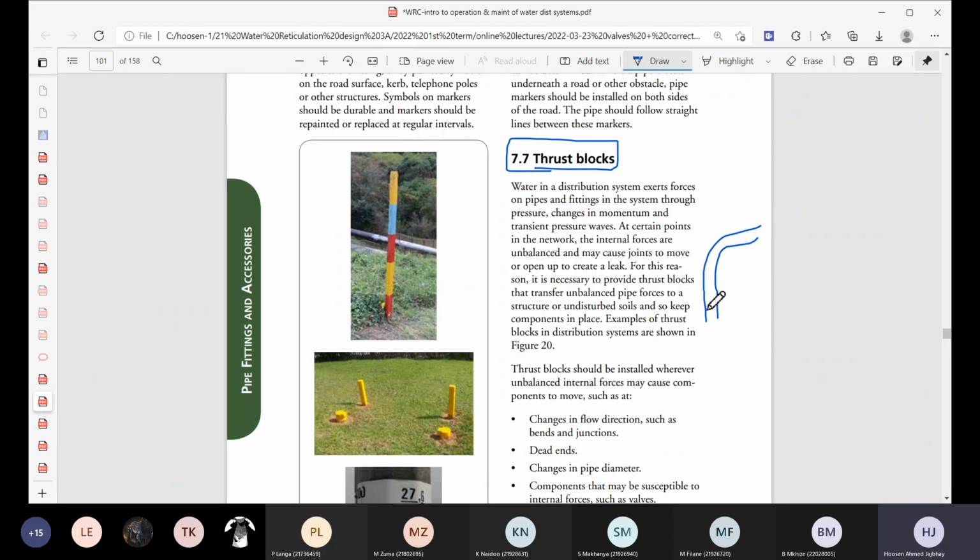It would require a force to change the direction of flow, and for every action there's an equal reaction. So this pipe would want to move outwards like that, and we would need to build a thrust block. The thrust block would help to hold or keep that pipe in place, or anchor the pipeline at that particular point as it changes the direction of flow.